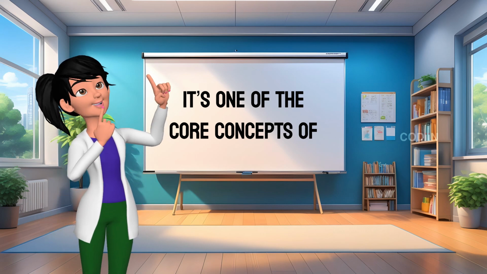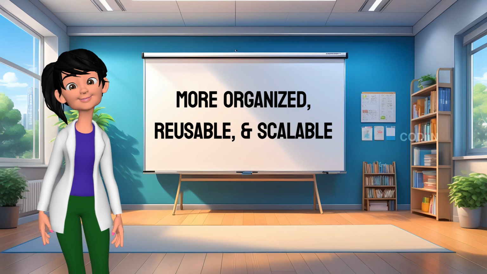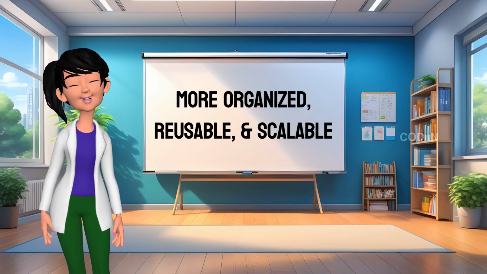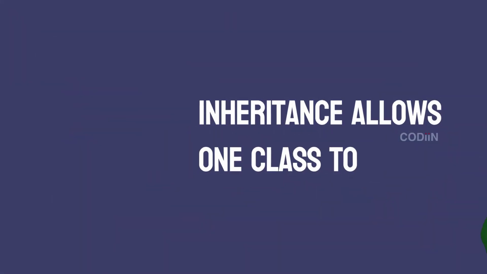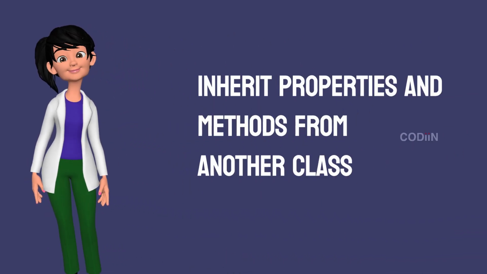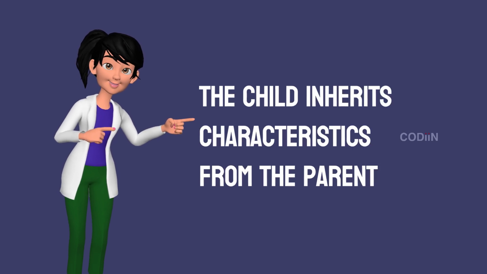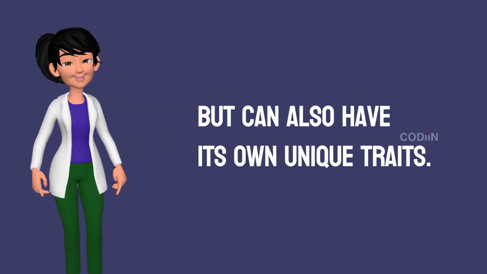It's one of the core concepts of object-oriented programming that helps make our code more organized, reusable, and scalable. Inheritance allows one class to inherit properties and methods from another class. Think of it as a parent-child relationship. The child inherits characteristics from the parent, but can also have its own unique traits.